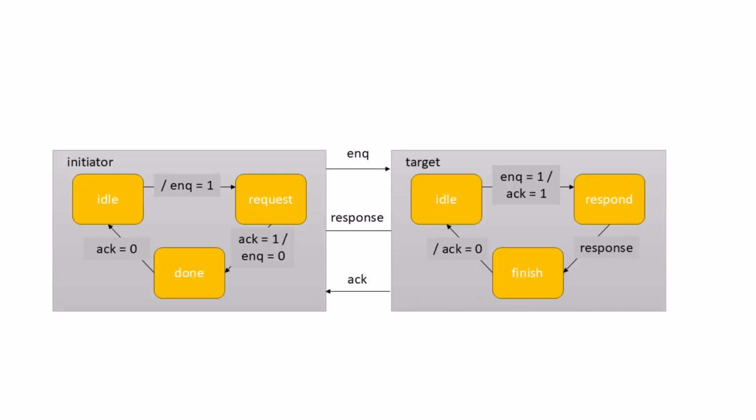This 4-cycle handshake is a basic building block for protocols. When the initiator makes a request, it moves to the request state and sets the INC signal to 1. INC is short for inquiry. When the target sees the inquiry, it moves to the response state, sets ACK to 1, ACK for acknowledge, and starts to perform the requested operation.